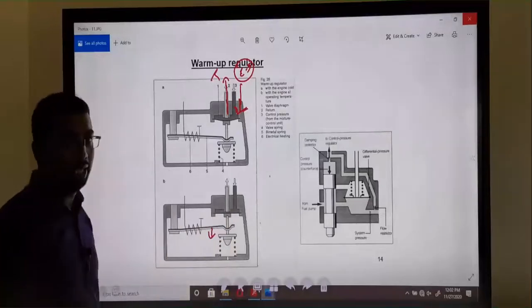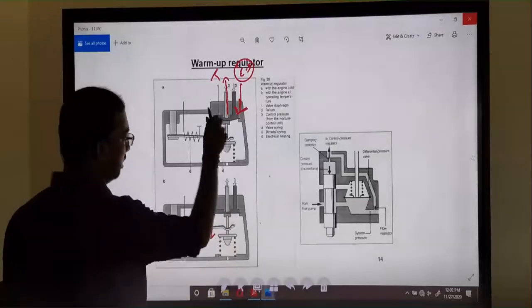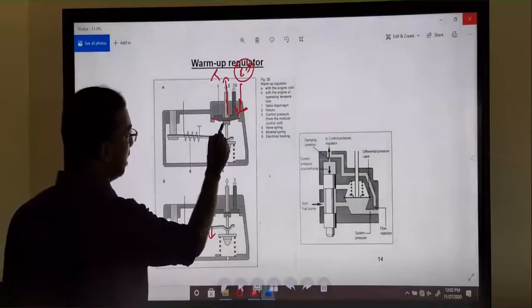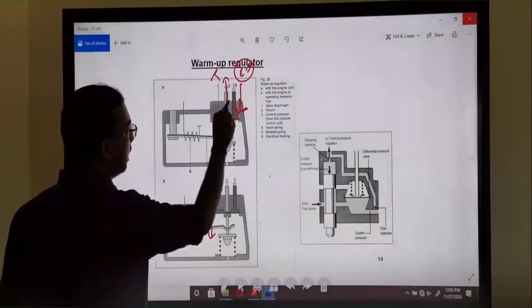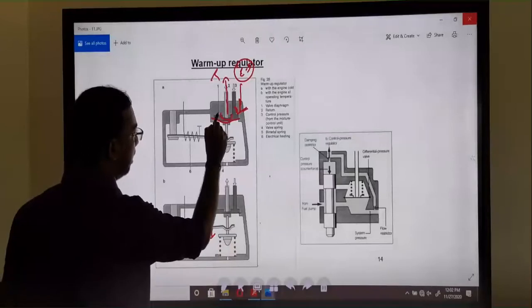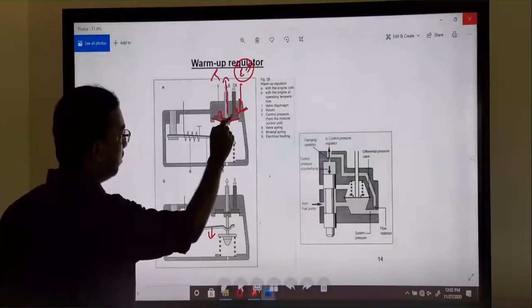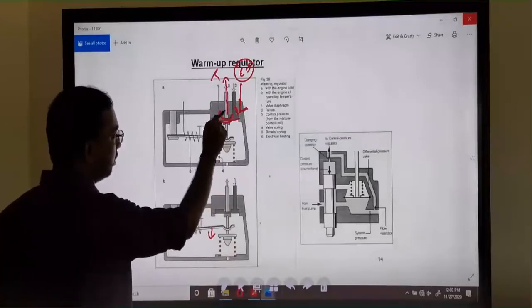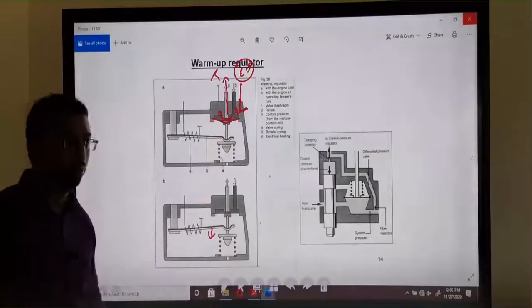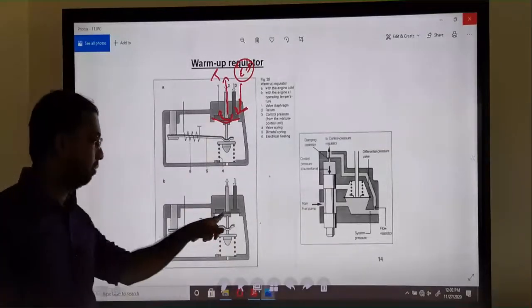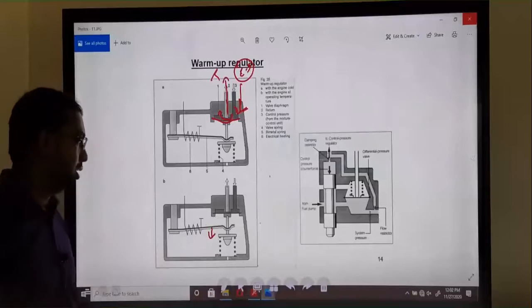When it is cold temperature, at high pressure time, this will come downwards, so the diaphragm also bends like this. So there is a gap here, and the fuel comes through like this and goes to the fuel tank. Here that line is closed.